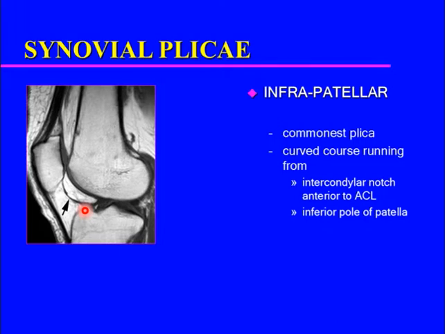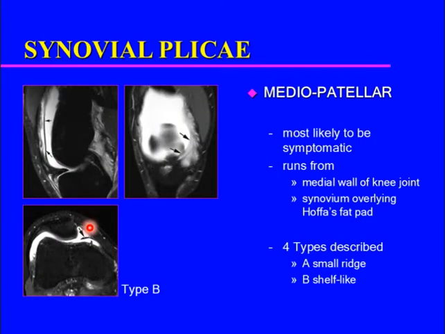It has a curved course running from the intercondylar notch anterior to the PCL to the inferior pole of the patella. I think it's very obvious here. This is just a normal variant of synovial plaque. Don't be alarmed by this appearance. It's just normal. There's another kind of plaque called the mediopatellar, which is most likely to be symptomatic.